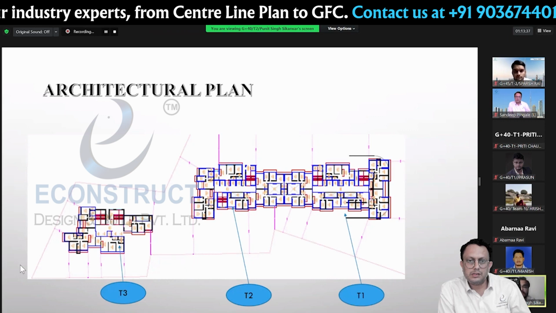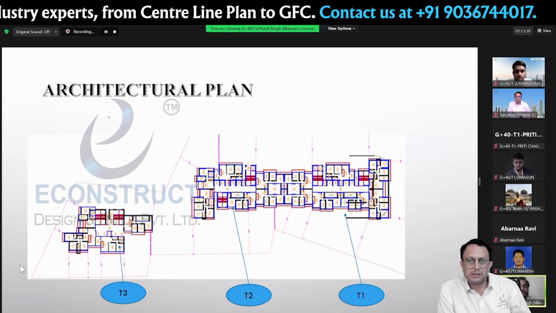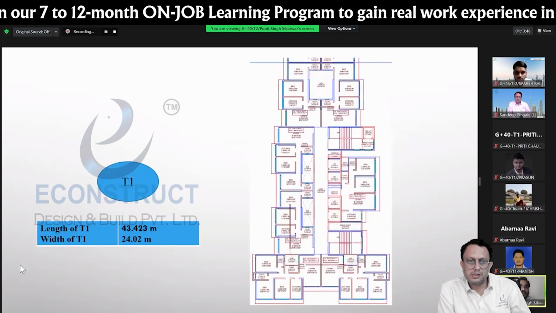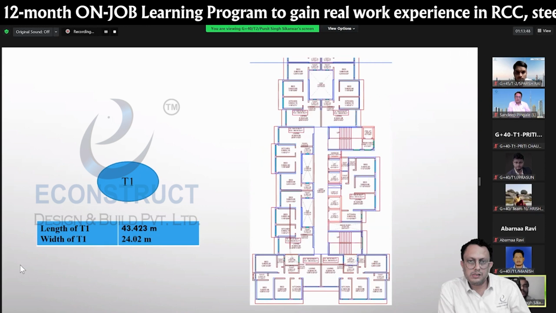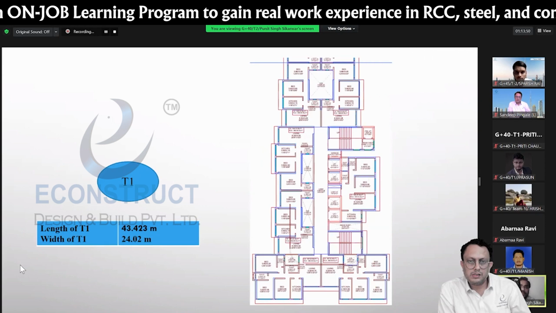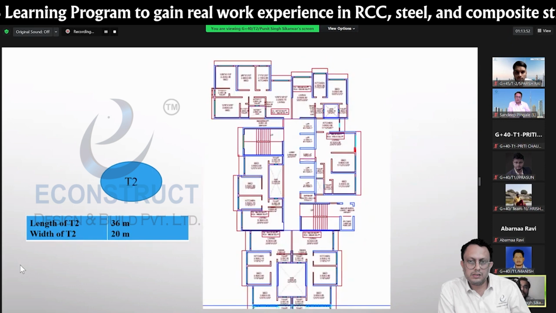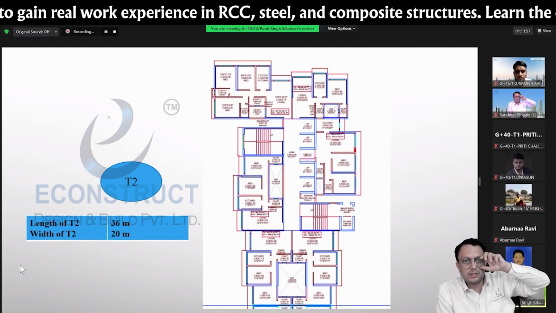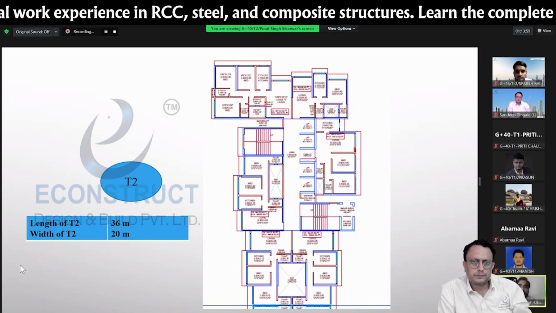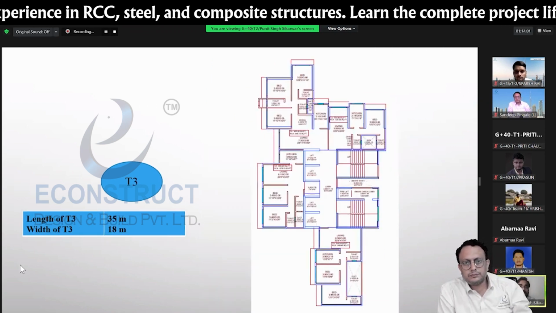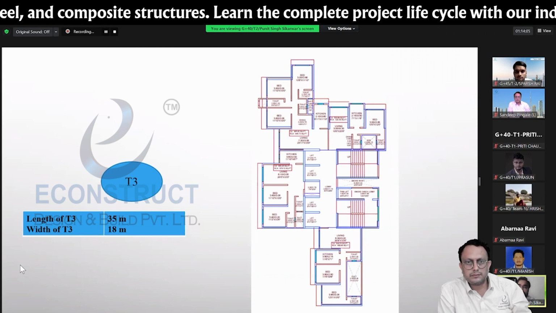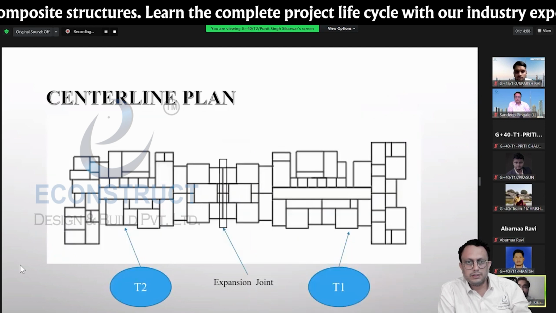This is the architectural plan. We have considered 3 towers, T1, T2, and T3. The bottom one is the T1 tower. Its length is 42.4 meters and width is 24.03 meters. The middle tower has a length of 32 meters and width of 20 meters. Third is the T3 tower, the uppermost tower. Its length is 35 meters and width is 80. This is the center line plan.